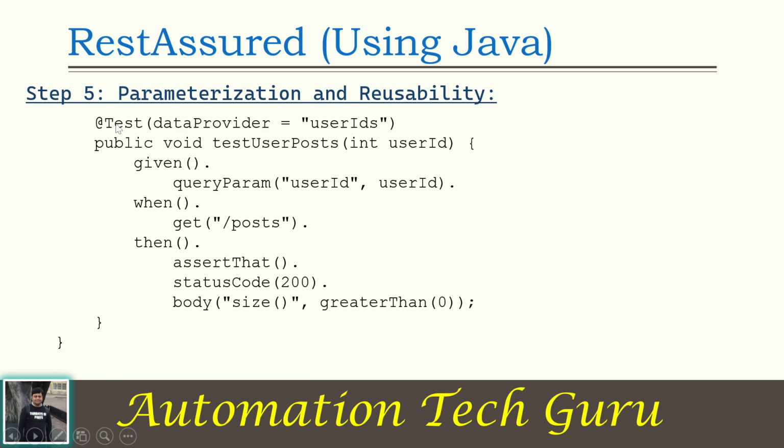Then you can see test data provider user ID. Then this is the data which you are passing through the given, and then based on that it will get the post and then assertion.